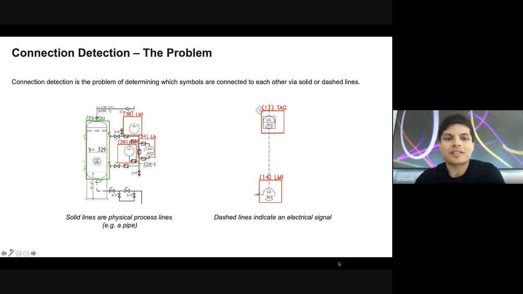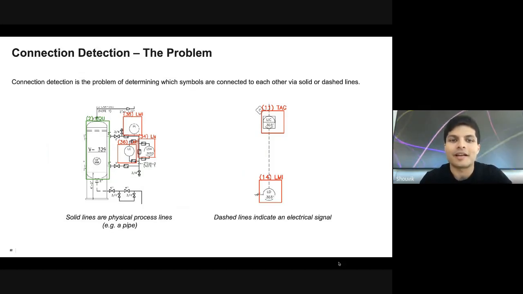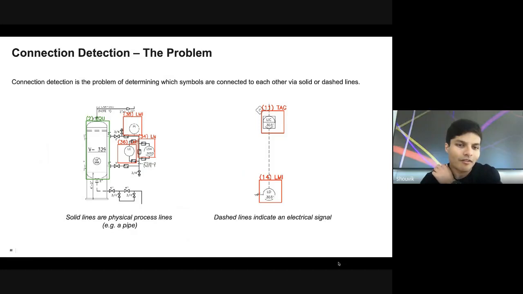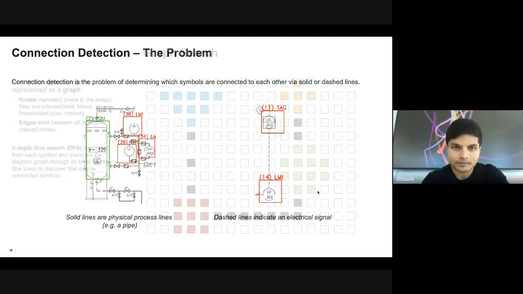Finally, we have this connection detection step, which I believe is the most sophisticated part of this pipeline and the part that excites me the most as a data scientist. Connection detection is the problem of finding which symbols are connected to each other via the lines. The lines can be physical process lines, like you see here, like a pipe, or they can be an electrical signal, like a sensor to a database.